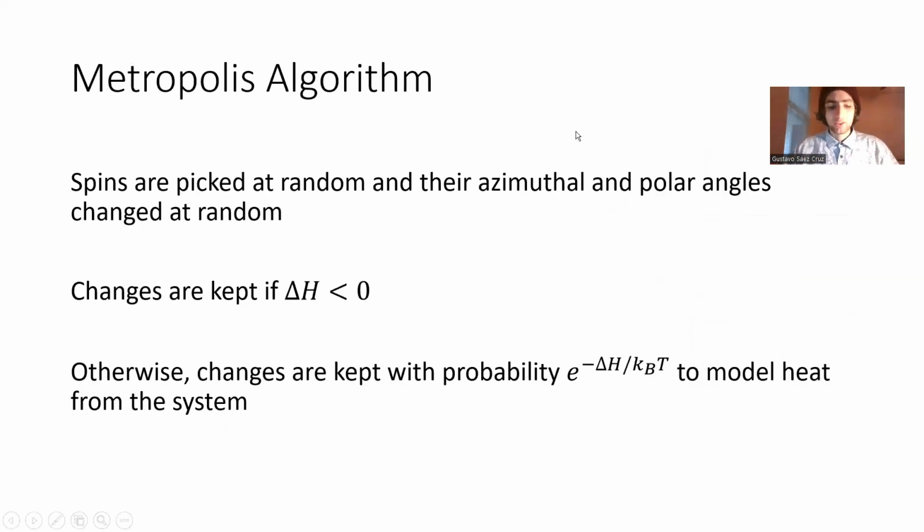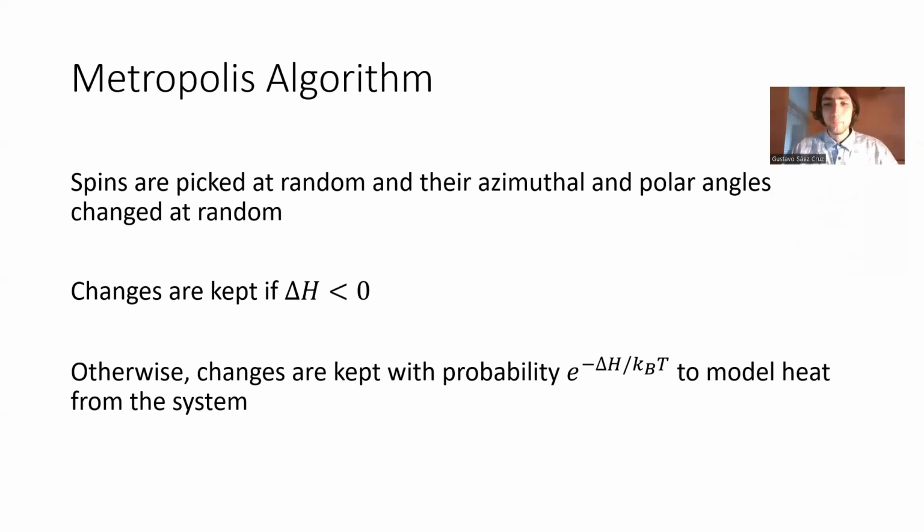As I mentioned earlier, the material is going to be at the ground state, and given a lattice, we want to be able to find the ground state. The way we do that is by the Metropolis algorithm. Essentially, the Metropolis algorithm works in three main steps.